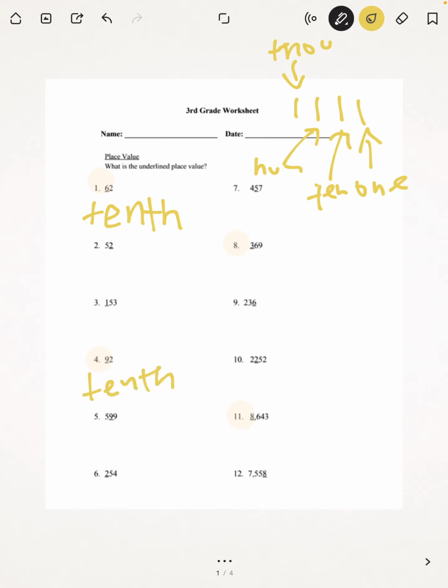Okay, 369. Let's talk about the first one. There's 3 numbers. So that one should be the hundreds place. Hundreds place. Okay, now this one has 4 numbers, but it's 8,643. And let's talk about the first one there. And since there's 4 numbers, it's going to be the thousands place.